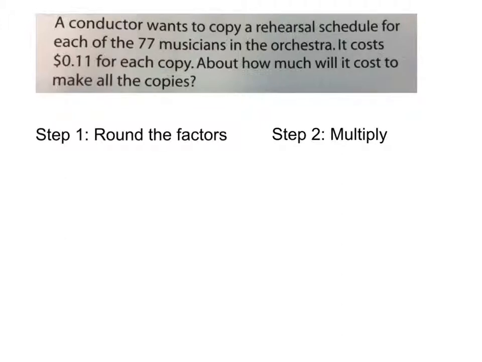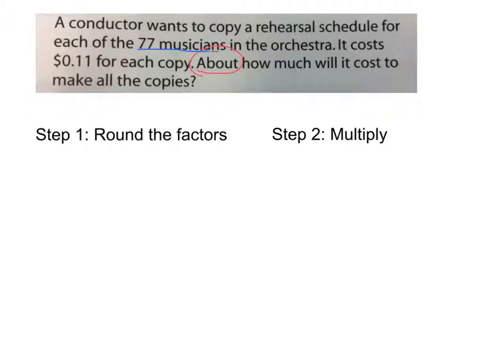Okay, do we need to find an exact answer or an estimate, and how do you know? Archie? This word about tells us that we need to find an estimate. Okay, so that we know that we don't need to find an exact answer. How many musicians are there in the orchestra? Swati?